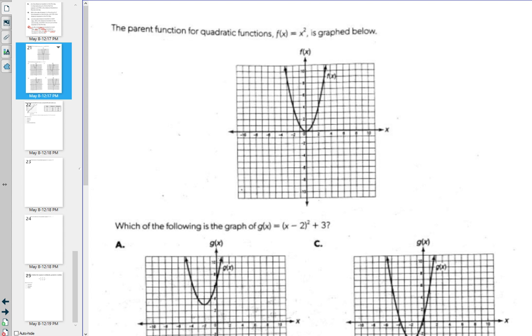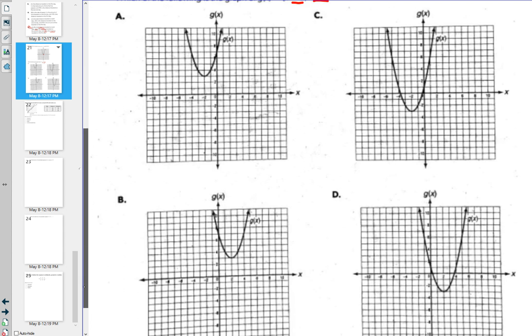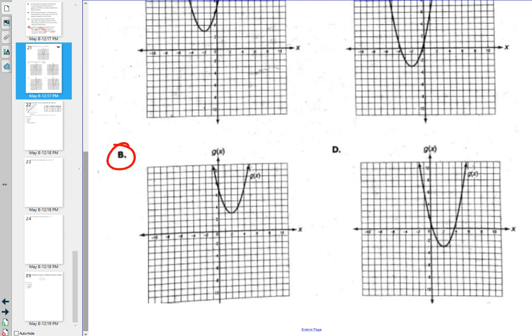The parent function. So which of these? Okay, look, on a parabola, if you want to only tell translations, look at the vertex. That's the easiest way to tell a translation. Jada, you're my expert on translations. Where am I translating because of those two? Use your words. 2 to the right and 3 up. Which of these has a vertex that is 2 to the right and 3 up from the origin? B.